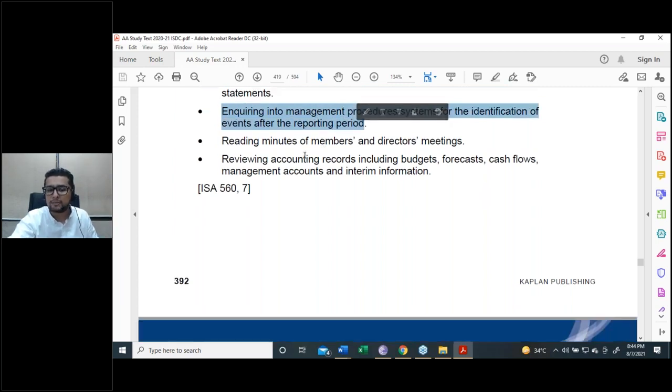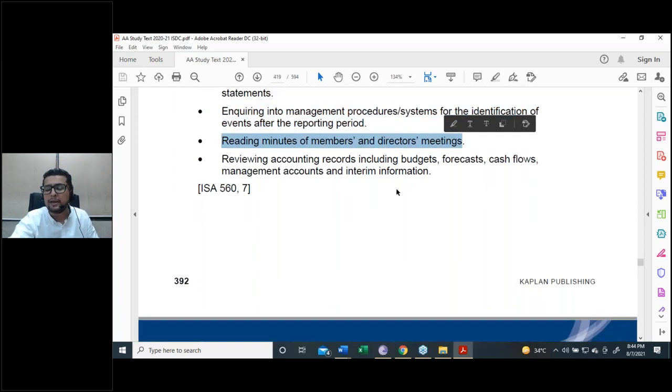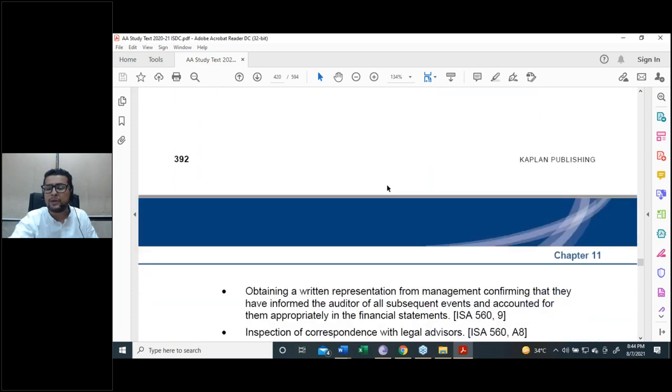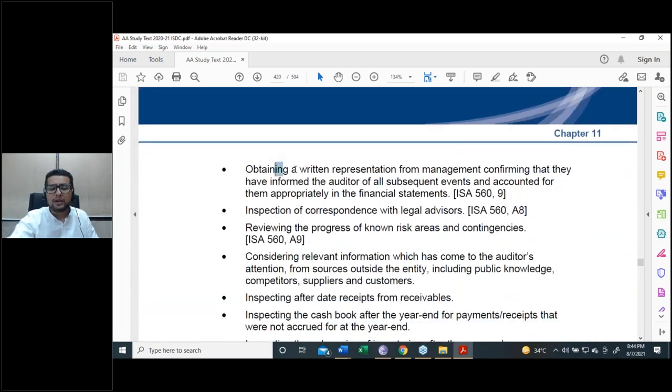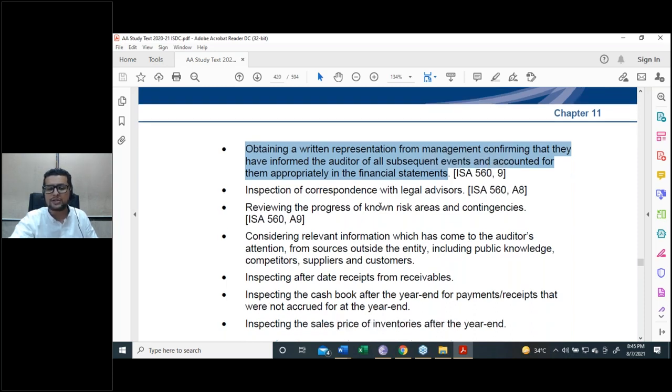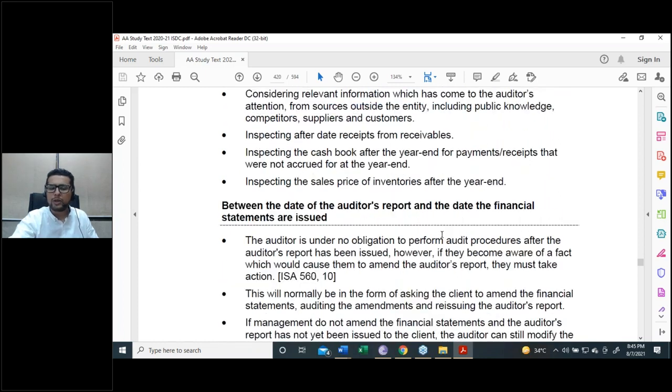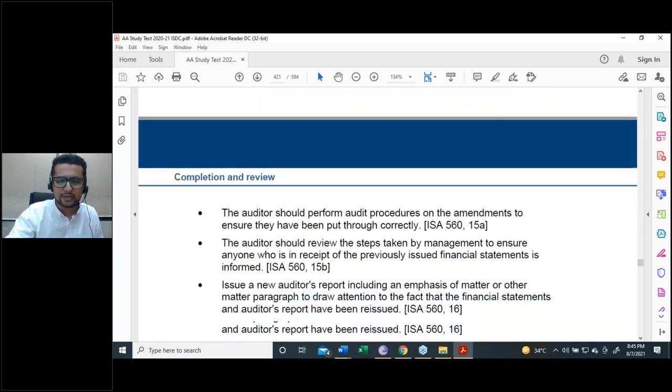Check out that system. Review the minutes of the members, review the minutes of the directors' meetings. Maybe you will be able to identify any subsequent event. Review the accounting records such as budgets and forecasts. Get the written representation from management that they have adjusted or disclosed all the subsequent events. Inspect the correspondence between the management and the lawyer. Maybe you will be able to identify anything. So these are the procedures through which you will be able to identify subsequent events. Is this clear?